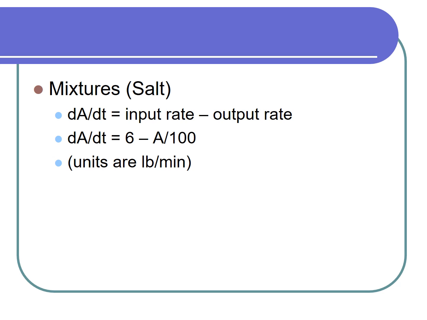Then, pulling all this together, we have the rate of salt coming into the tank, which is 6, minus the rate of the salt going out of the tank, which is A/100. Notice I'm a mathematician, not a physicist, so I'm dropping the units so I can concentrate on the equation, but the units would be pounds per minute.